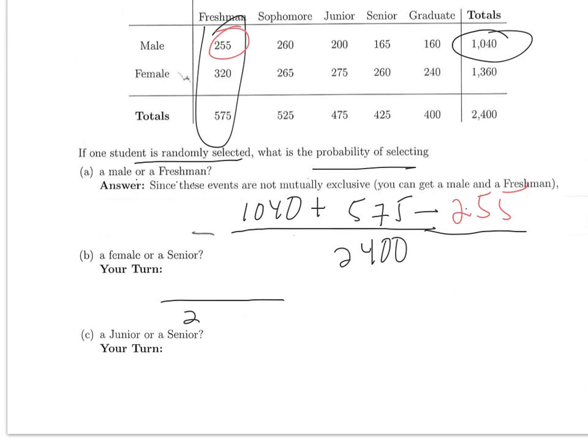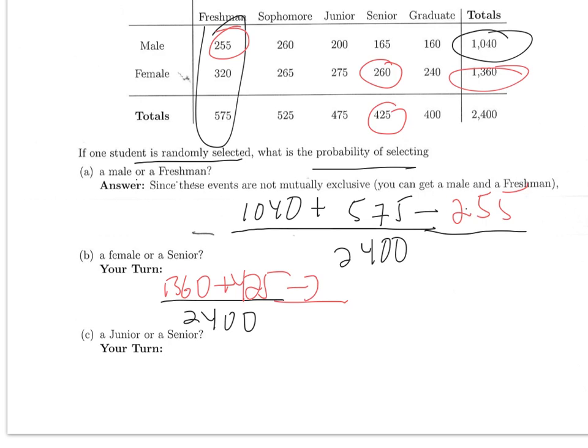So, we're out of 2,400 students. How many females are there? Well, let's see. I'm seeing 1,360. And how many seniors are there? I'm counting 425. But I've got to subtract off the 260 female seniors. And that's how you get that probability.